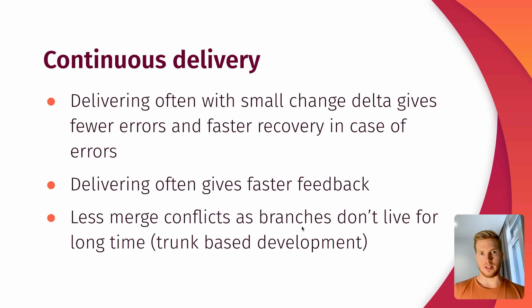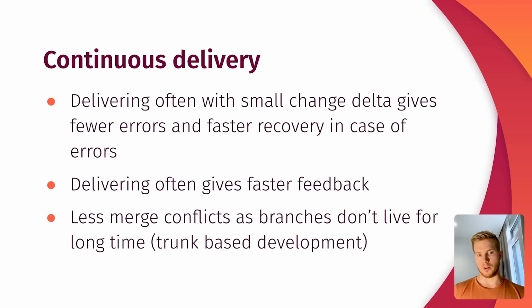The next thing is continuous delivery, which is delivering often with small change deltas, which gives you fewer errors and faster recovery in case of an error, because it's easier to diagnose what goes wrong if it's only a few lines of code versus the whole app being touched in the change. And delivering often also gives you faster feedback, which can improve the UX of the app, because you can iterate faster and create a better product, ideally from user feedback.